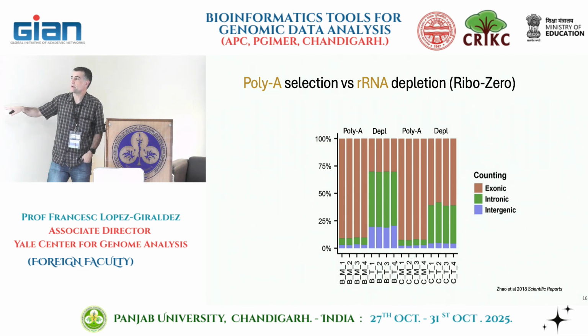Okay, so if we compare poly-A libraries and ribosomal depletion libraries, there's a big difference regarding where they map. When you look at these samples and you look at the depletion ones, you see a big chunk mapping into intronic compared with the poly-A capture. So two questions here. Do you think we can compare them?